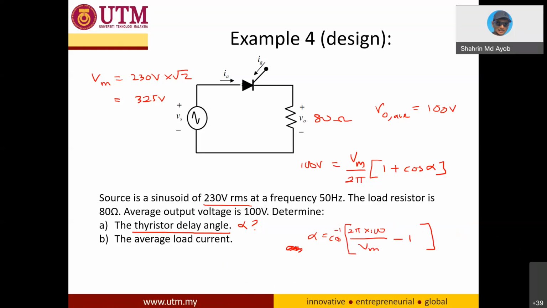minus 1. Inverse cos of 2 pi multiplied with 100 over Vm minus 1. Doctor, I calculate it is 21.05 degrees. Okay, so let us check. Multiply with pi over 325 minus 1, then inverse cos. So 21, okay good, 21.05 degrees.